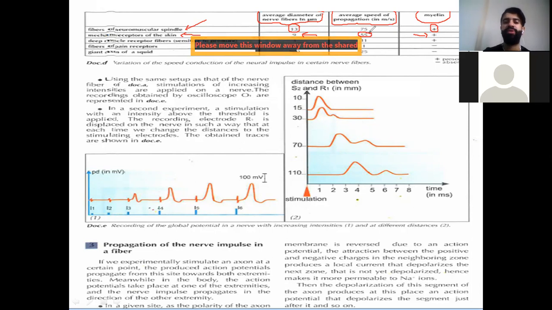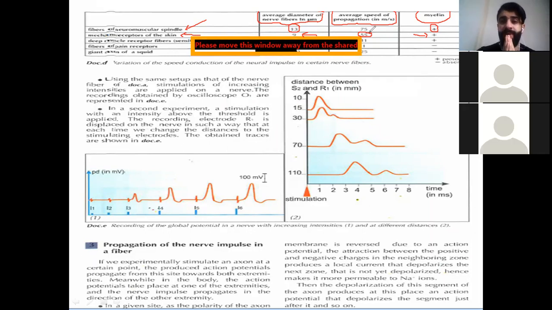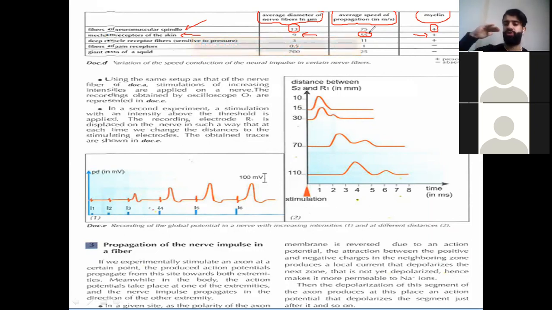So Selena, what do you think about this? In the first one, the average diameter was 13, we have myelin, so the average speed was 75. In the second one, the mechanoreceptors of the skin, the average diameter was 9, and we have myelin, so the speed decreases to 55. What can you conclude from this? That the diameter affects the speed of propagation. Very good, Selena. So the first factor is that the diameter affects the propagation of the nerve impulse. Whenever we have a large diameter, as the diameter increases, the speed of the nervous message increases.